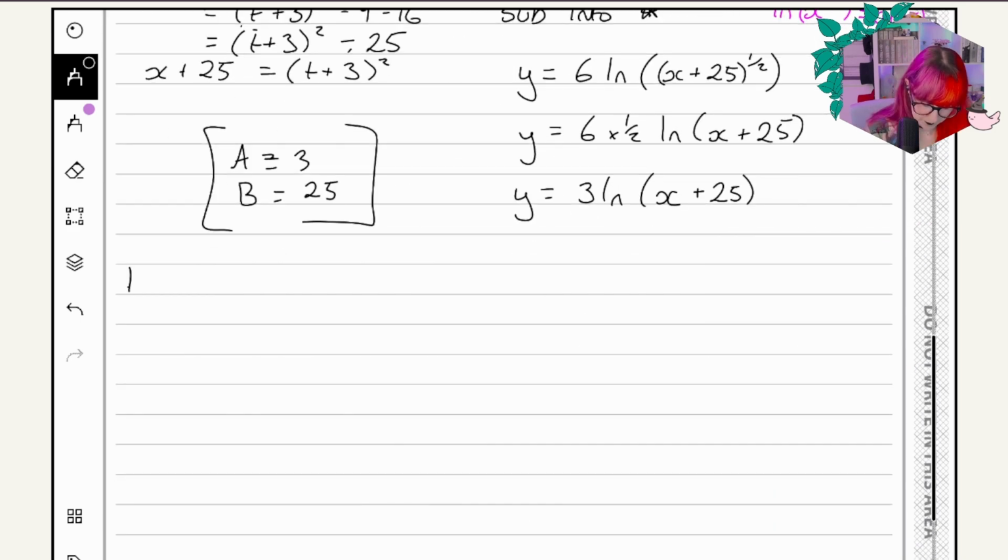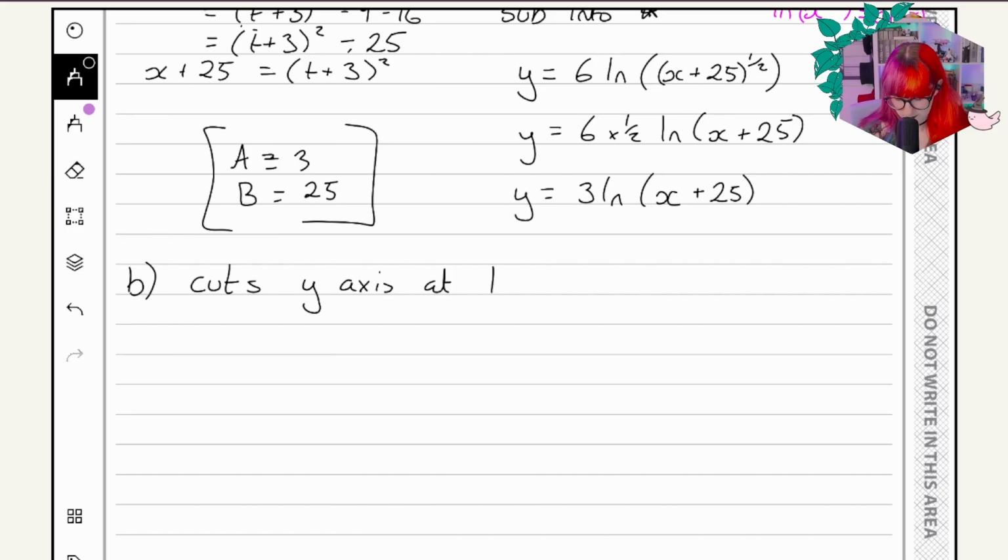Okay. So we have that it cuts the y-axis at P, which means that, cutting the y-axis, crossing the y-axis, is when x is equal to 0. y is going to be 3 ln of 0 plus 25, so 3 ln 25. So these are our coordinates for P.